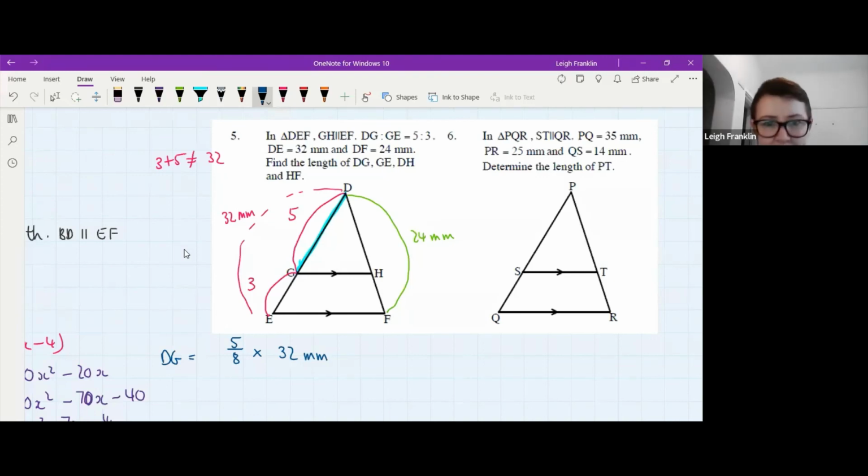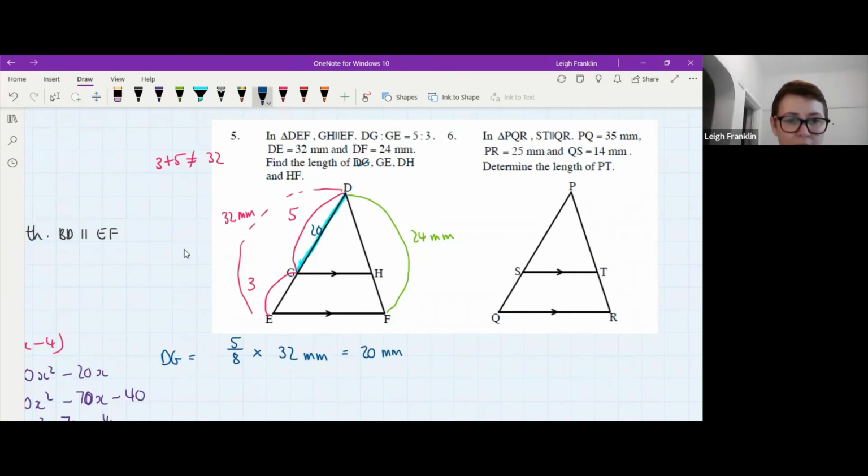So this means that DG in this case would be 20 millimeters. Did I work that out right? Yes, ma'am. Okay, good. So we've done DG. It is 20 millimeters long. Now we want to work out how long GE is.